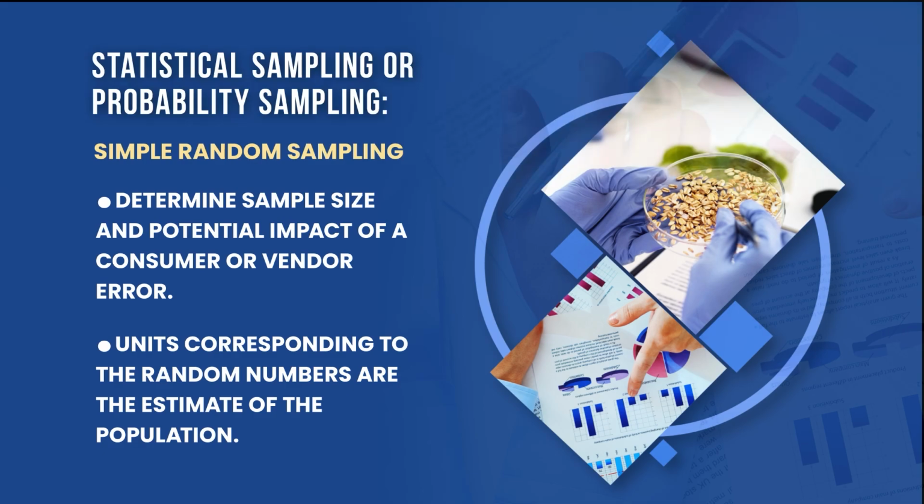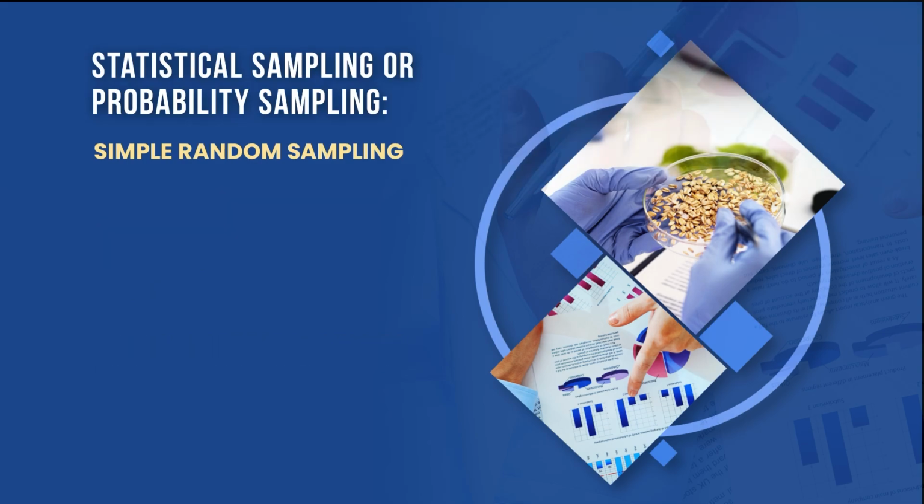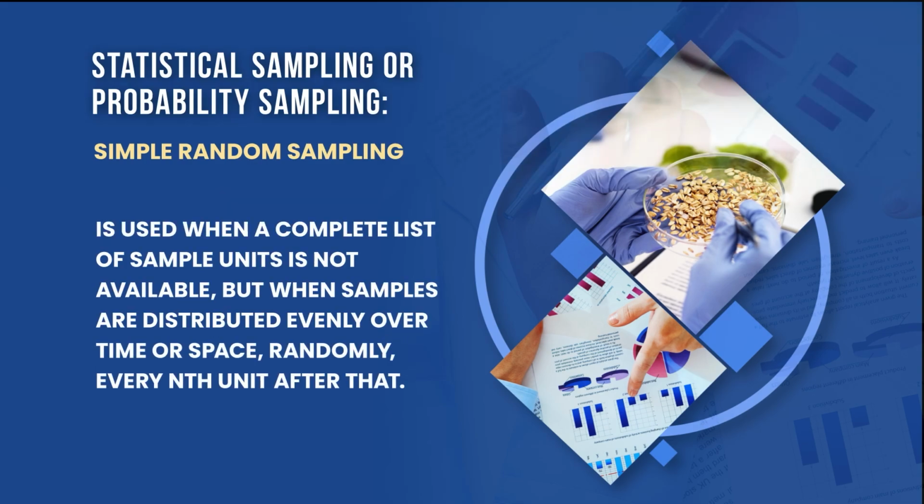Now, systematic sampling is used when a complete list of sample units is not available. Like we are not checking a production batch or something. When the complete list is not available, we do systematic sampling. But when samples are distributed evenly over a time or space, such as on a production line, the first sample is selected randomly and then every nth unit after that is taken systematically.